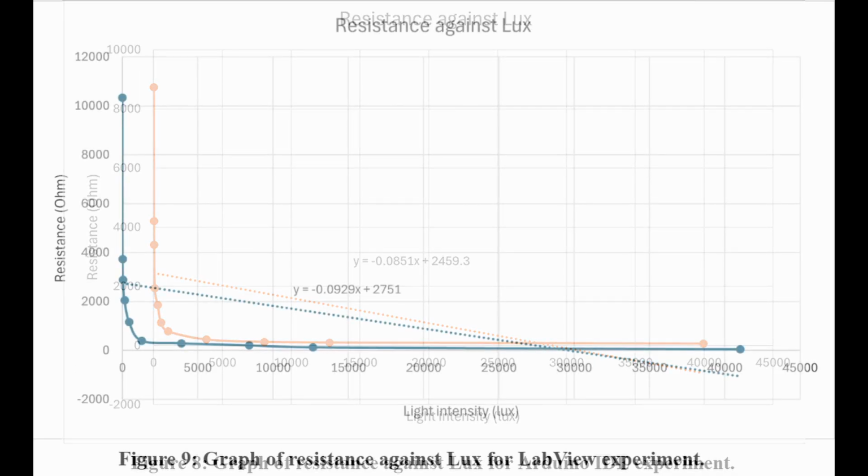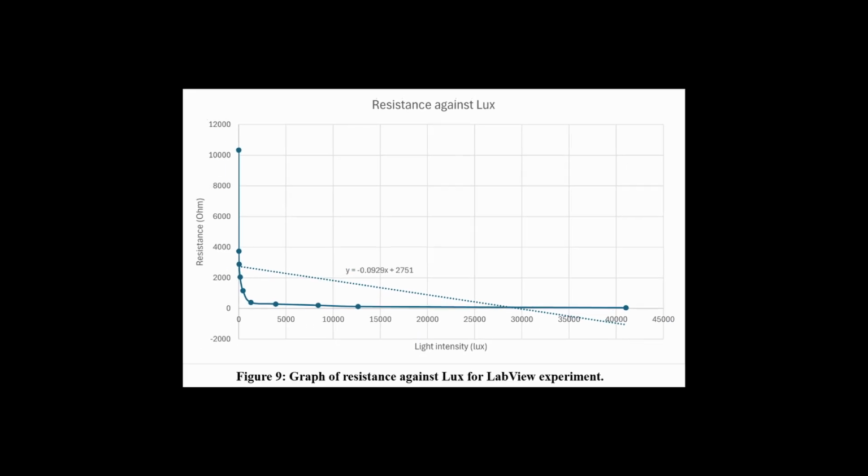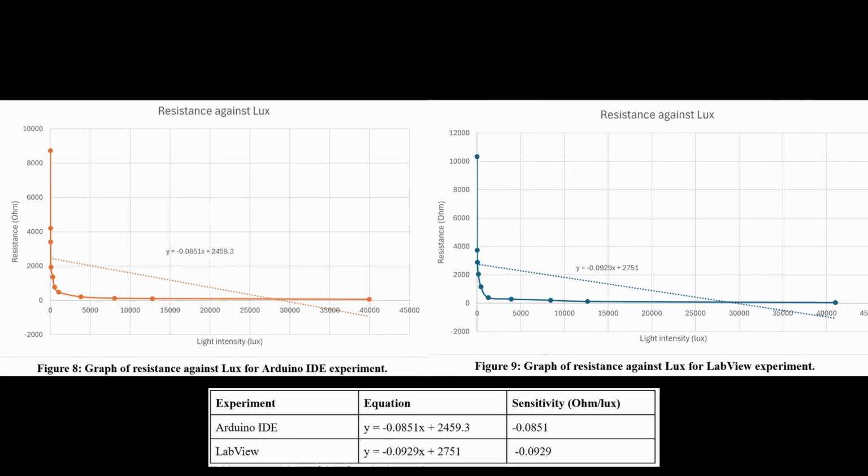As you can see, there is some slight differences between the sensitivity value when using the Arduino IDE and LabVIEW. This is due to the slight change in the environment brightness at the time when doing the experiment. The experiments are not conducted at the same time. Another factor that might lead to the difference in sensitivity value is the sampling rate. The Arduino IDE and LabVIEW have different sampling rates.